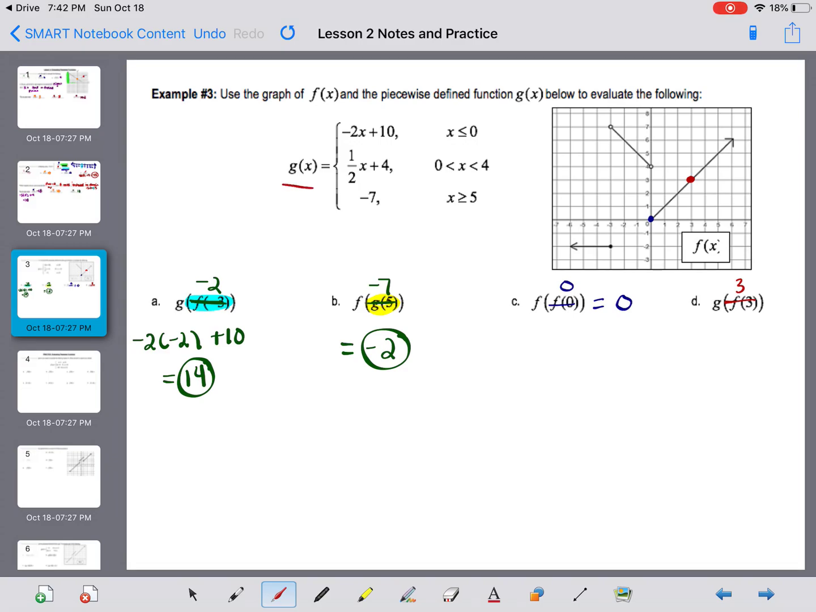So I go to the g function. 3 fits in that domain. 3 is in between 0 and 4, so I'm going to use that function. So I'm going to plug 3 into that function. And 1/2 times 3 times 4 is 5.5. And there we go.